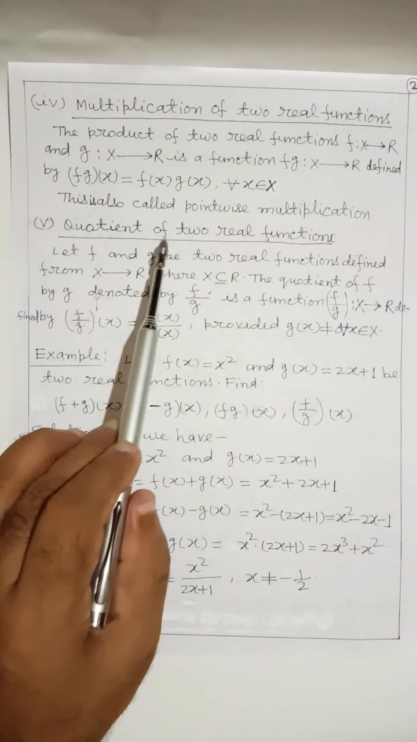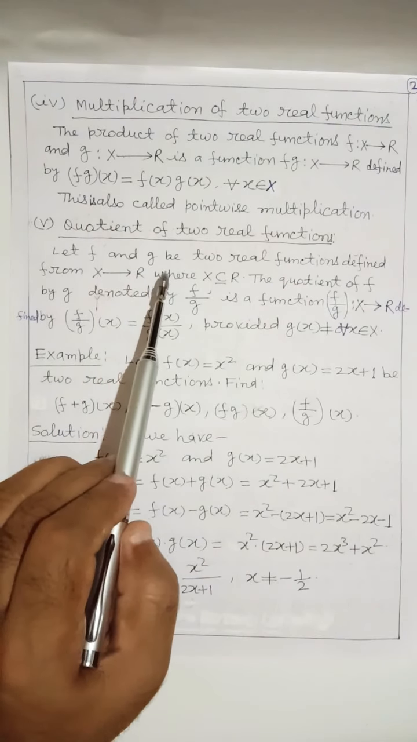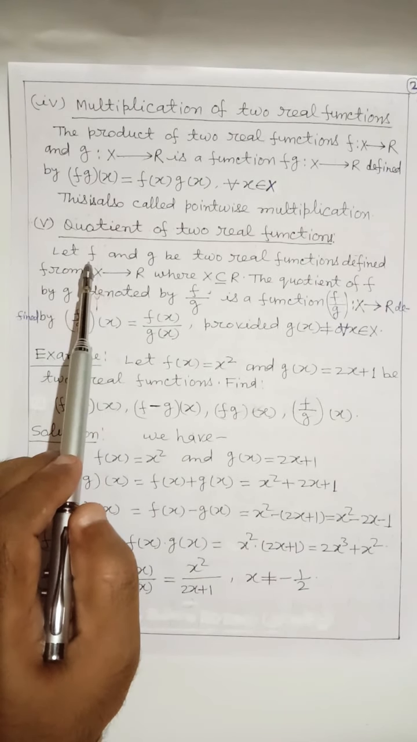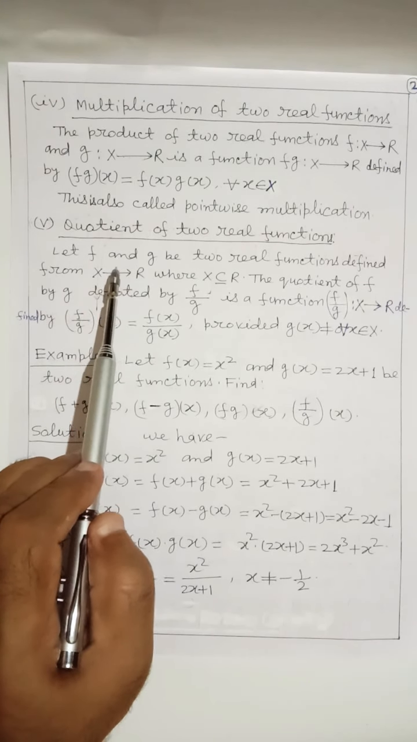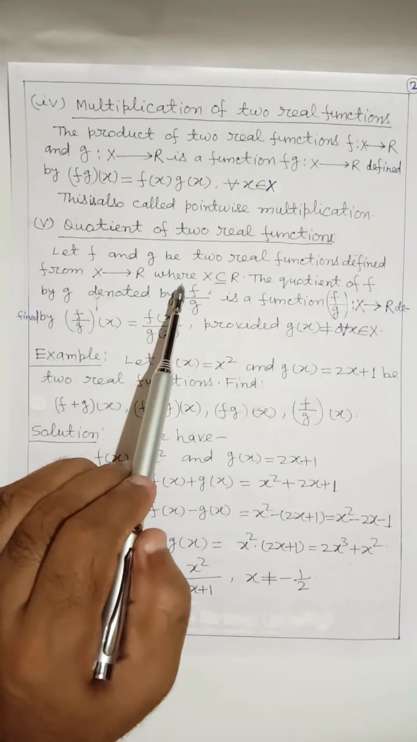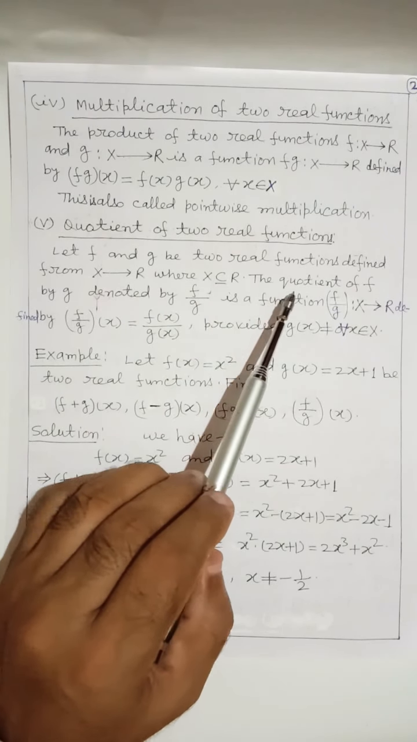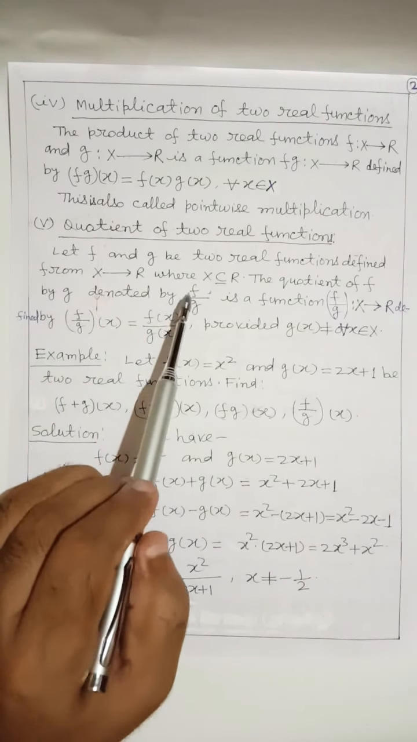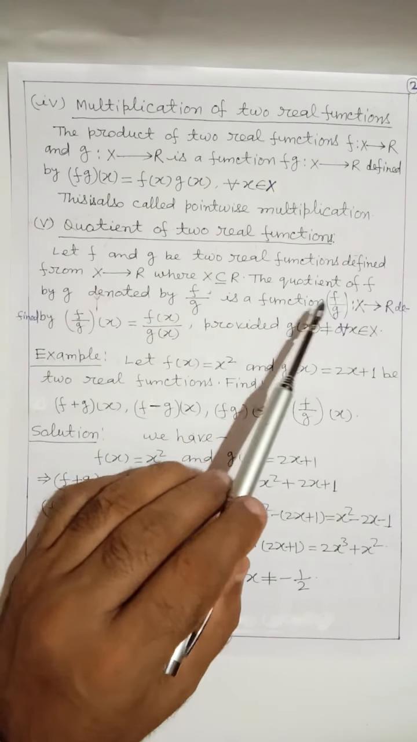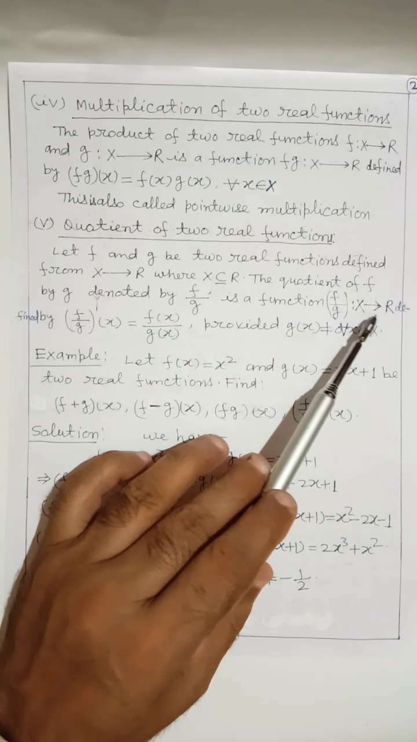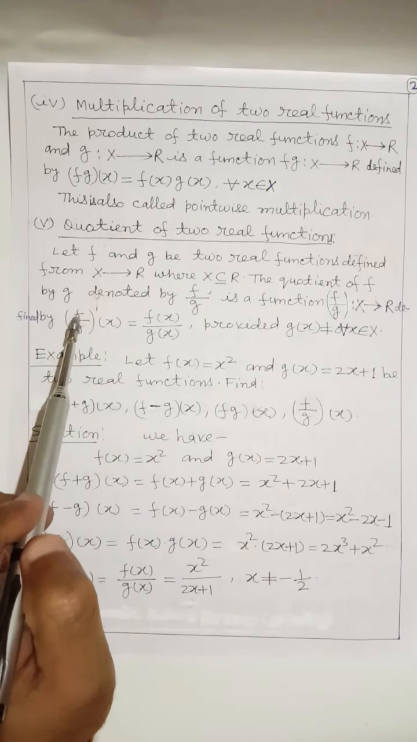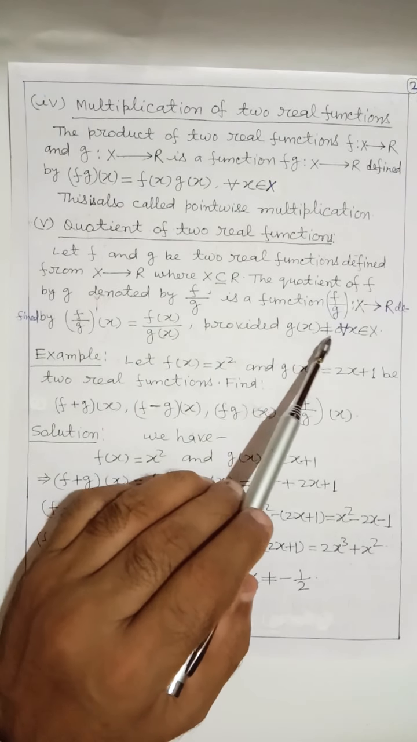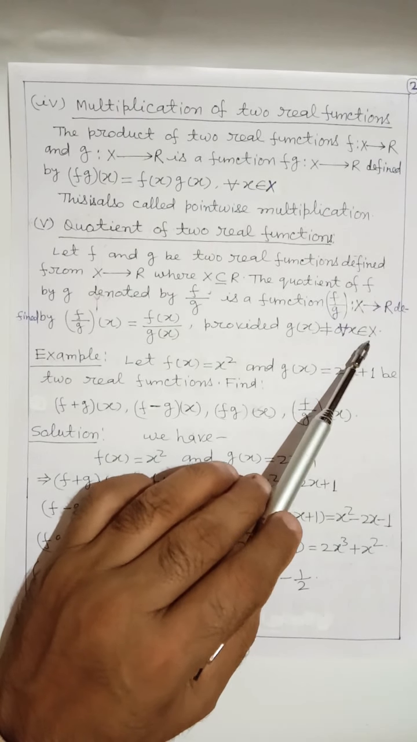Fifth, quotient of two real functions. Let f and g be two real functions defined from X to R, means f defined from X to R as well as g also defined from X to R, where X is a subset of R. Then quotient of f by g, denoted by f by g, is a function f by g defined from X to R such that (f by g)(x) is equal to f(x) by g(x), provided g(x) not equal to 0 for all x belongs to X.